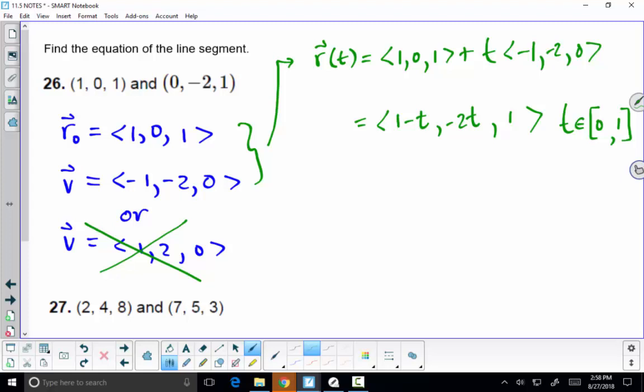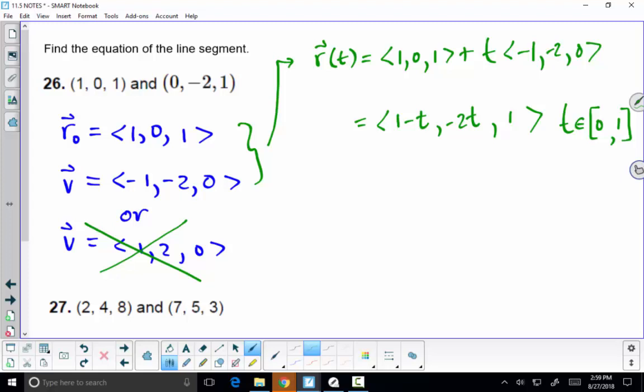If you use the v that you found, t from 0 to 1 will always be the correct numbers to pick. If you divided v by 2, what do you think your t interval would be? 0 to 2. Yeah. If you scaled your v down by 1/3, you'd have to multiply your interval and go 0 to 3.